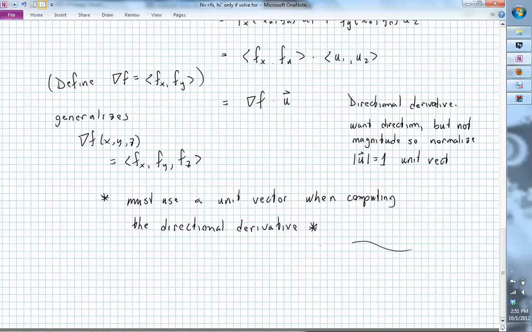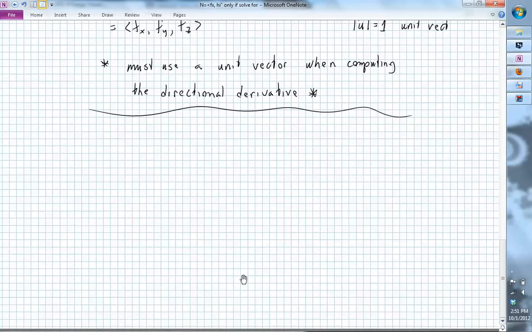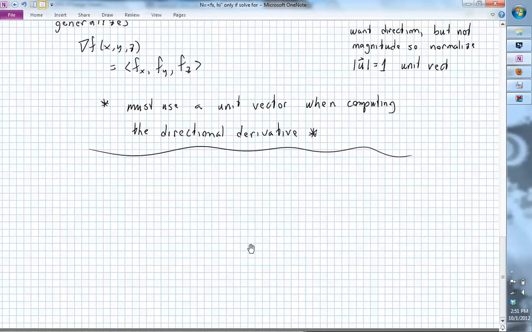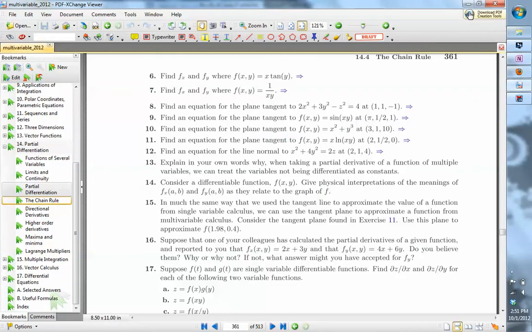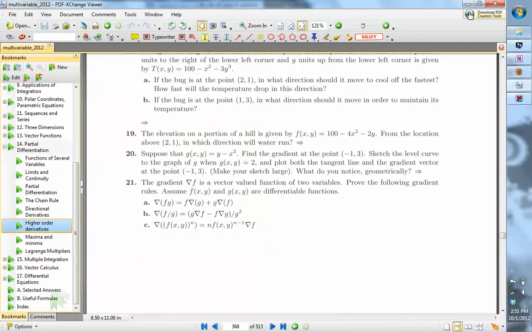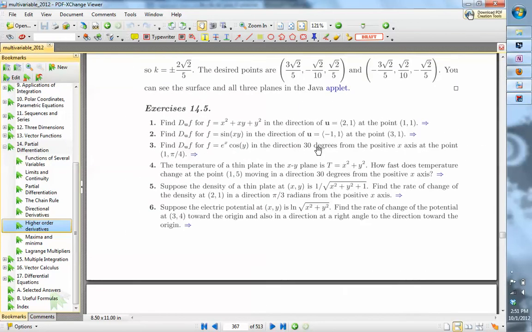Let's compute one of these things, and then we'll talk about the more interesting aspects of this, which is the geometry. So I'm interested in exercise 14.5.1. I wish this thing would work, but apparently it's not going to. There we go. It's always good to start with exercise 1. Find the directional derivative of f, where f is this function, in the direction 2, 1 at the point 1, 1.